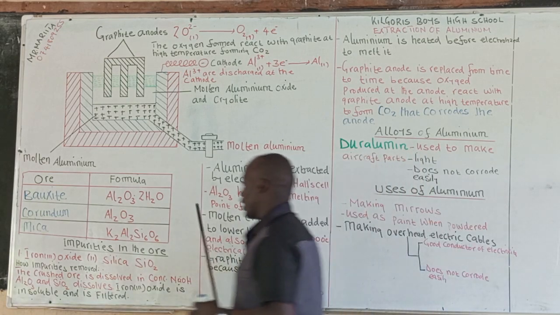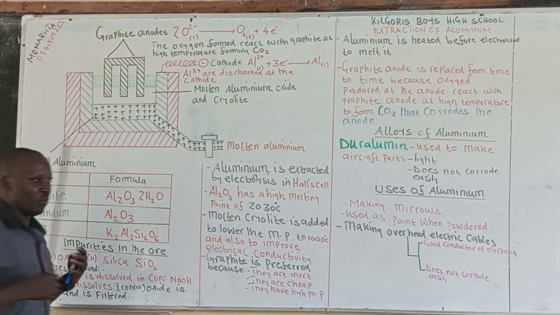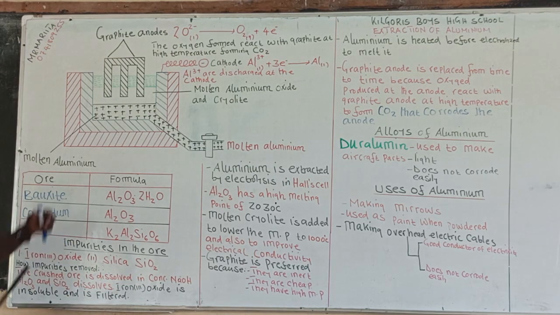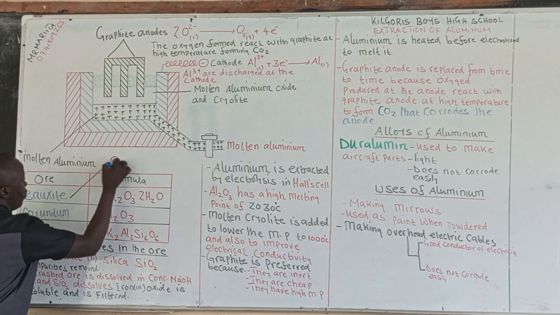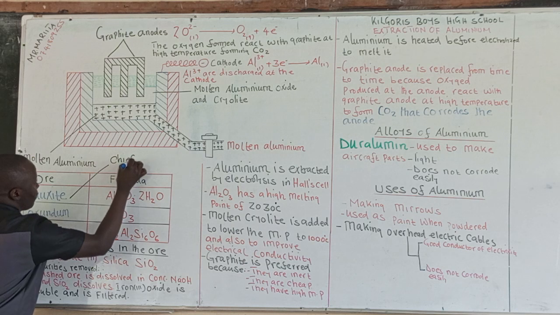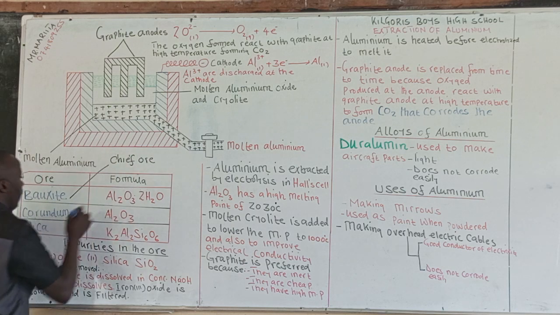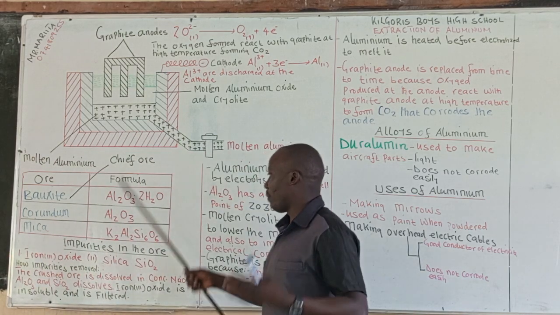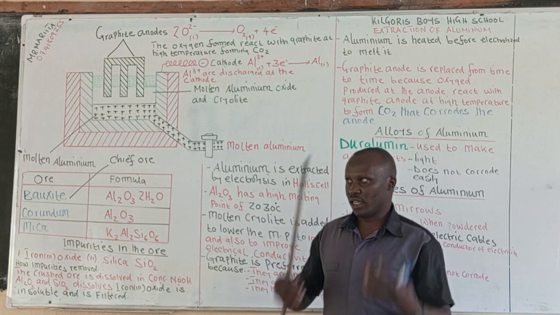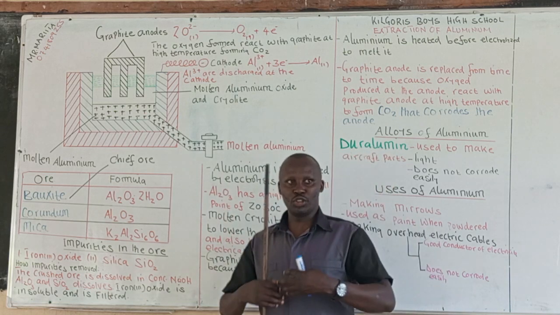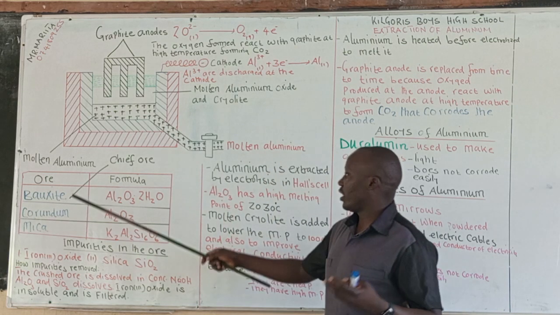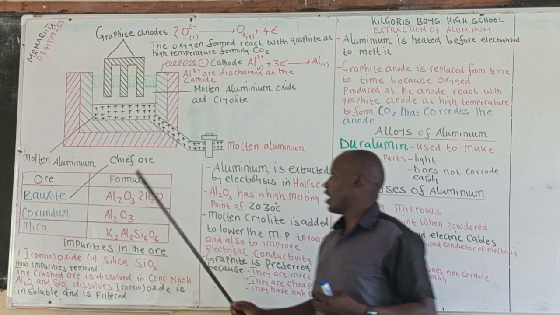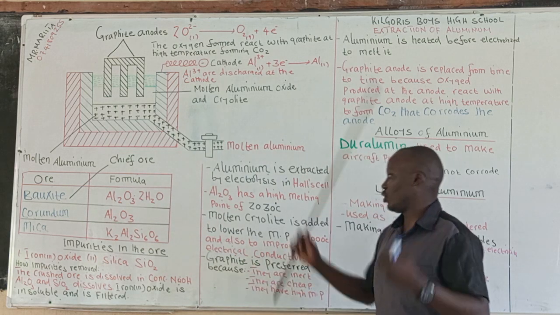So the chief ore, the main ore from where aluminium is extracted, is normally bauxite. So this one here is the chief ore. Sometimes the learner will be asked to name the ore or also to write the formula. So the name of the ore is just bauxite and the formula is just this one here.